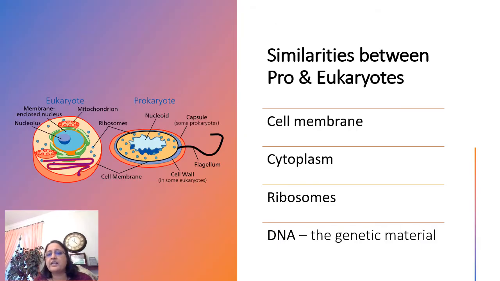So what are the similarities between prokaryotes and eukaryotes? If you see, this is a eukaryotic cell and this is a prokaryotic cell. Both of them contain a cell membrane, and both have cytoplasm, the jelly-like structure inside the cell. Both have ribosomes that are involved in protein synthesis, and both contain genetic material, that is DNA.